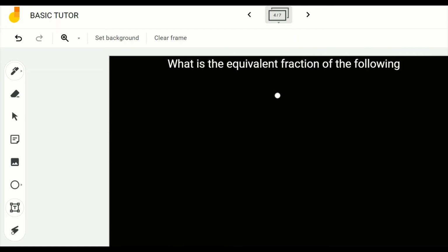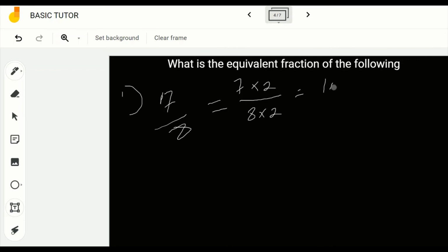Now we are asked to find the equivalent fraction of some of the following. Number 1, 7 over 8. We are asked to find the equivalent fraction of this number. So I can decide to multiply the numerator and the denominator by 2. So 7 times 2 over 8 times 2. So 7 times 2 gives us 14, and 8 times 2 gives us 16. So we can say that 7 over 8 is equivalent to 14 over 16.